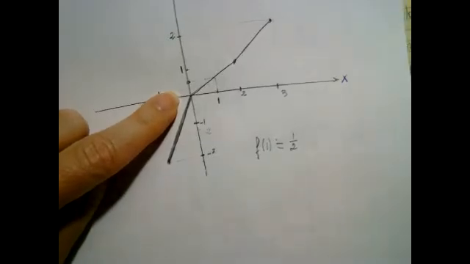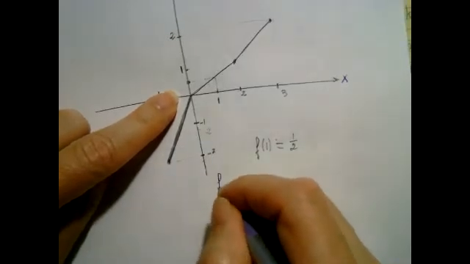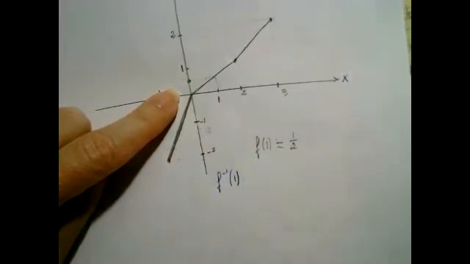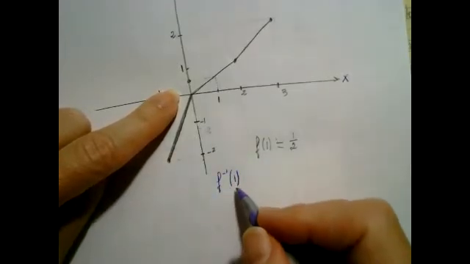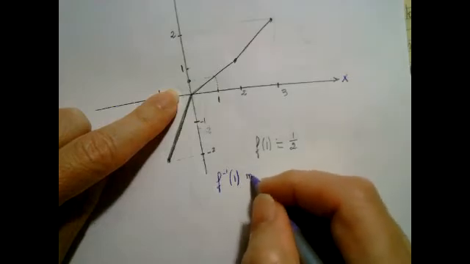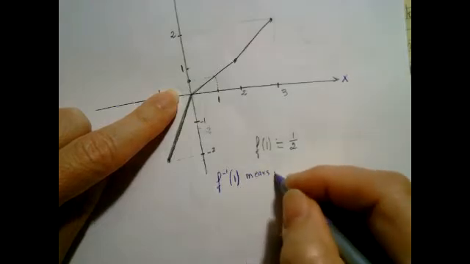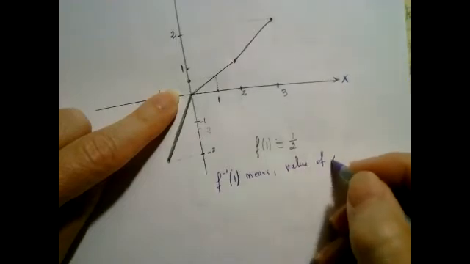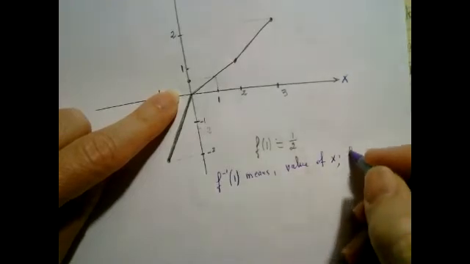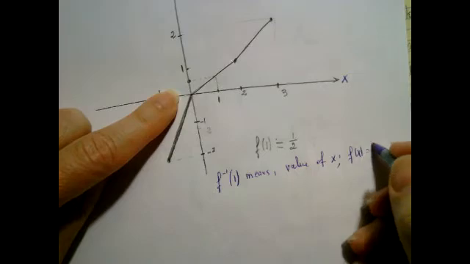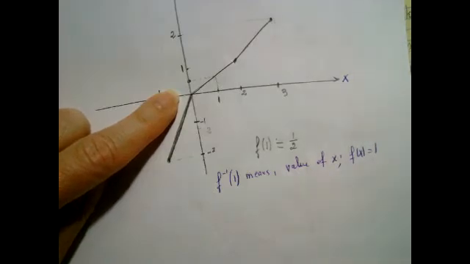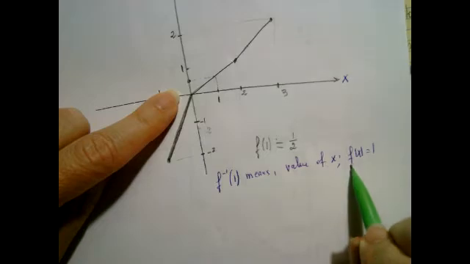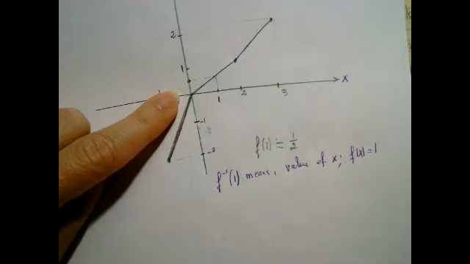Now, what is f inverse of 1? What does it mean, f inverse of 1? Finding f inverse of 1 means finding the value of x such that f of x is equal to 1. In other words, it's the input of f whose output is 1.